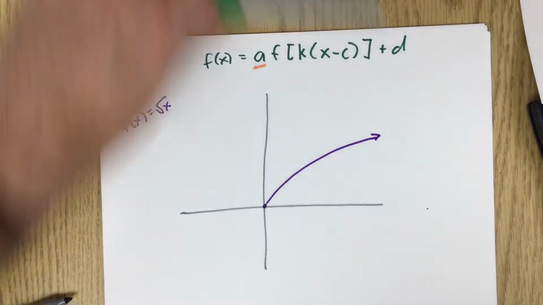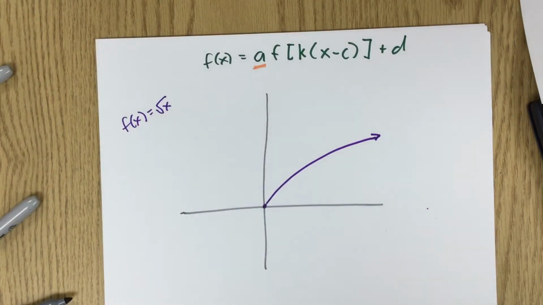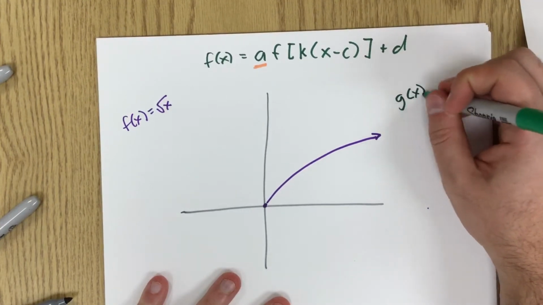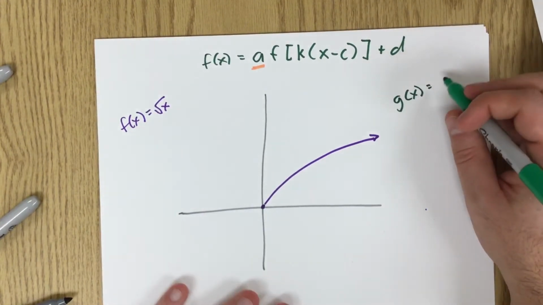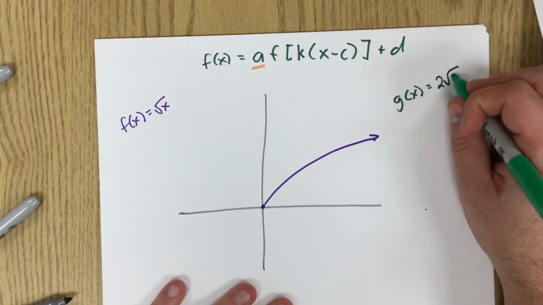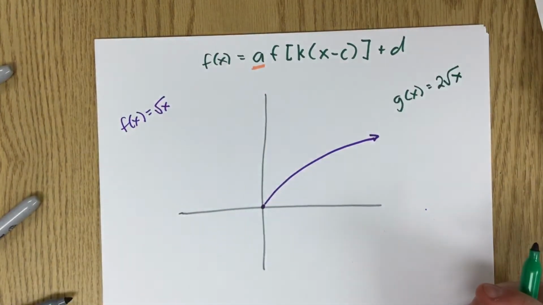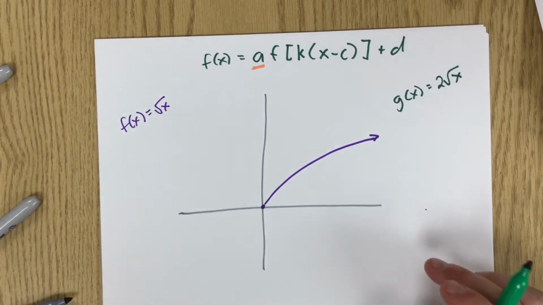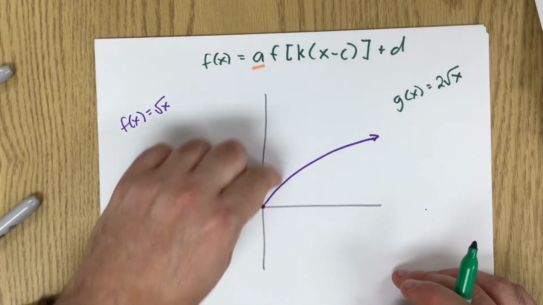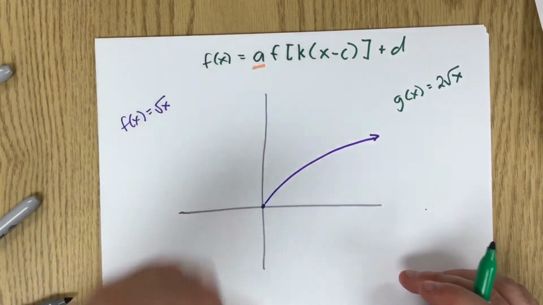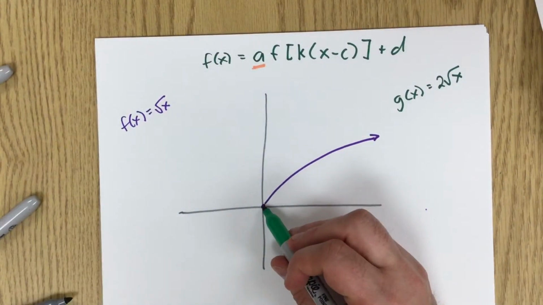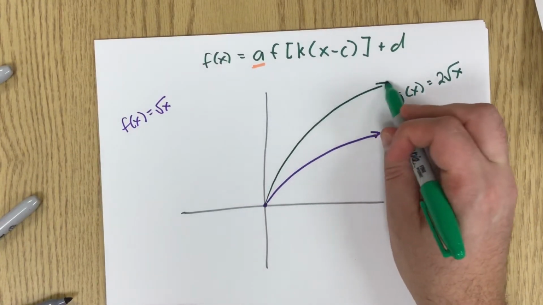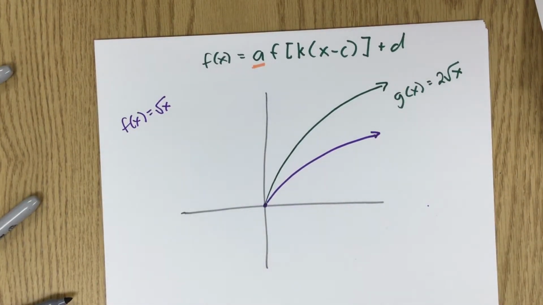Now what we're going to draw is g of x, which is going to be 2 root x. So the a here would be 2. And what the a does is it does a vertical stretch. So that means that each of these points is going to be stretched. So the y values are going to be doubled. So it still starts at 0, but it's going to kind of go higher. And it's been stretched.